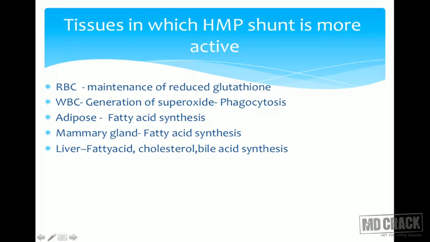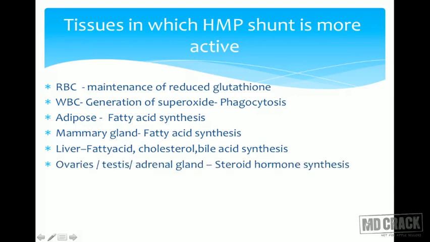So in the liver it has different roles. It can be used for fatty acid synthesis, cholesterol synthesis, bile acid synthesis, etc. In the ovaries, in the testis, in the adrenal gland, again the HMP shunt is very active. Why? These are the tissues where steroid hormones are synthesized, and everywhere I am talking of synthesis. Reductive biosynthesis requires NADPH, and the HMP shunt produces the NADPH.